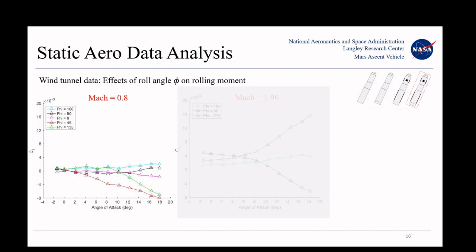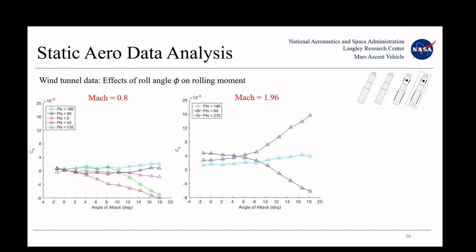Moving forward, wind tunnel data and the effects of roll angle on rolling moments. So now we are selecting one configuration, in this case just configuration 4, highlighted on the top right. We move forward with configuration 4, which is really our most representative case. Vehicle design at Mach 0.8, which is close to transonic flow. You can see some variations in the rolling moment at various clock angles. Again, this is not a fully axisymmetric vehicle, so there are going to be some variations there.